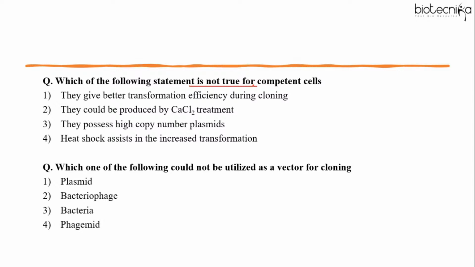Then which one of the following statement is not true for competent cells? They give better transformation efficiency during cloning. They could be produced by calcium chloride treatment. They possess high copy number plasmid, or heat shock assist in increased transformation. Not true, you have to answer.